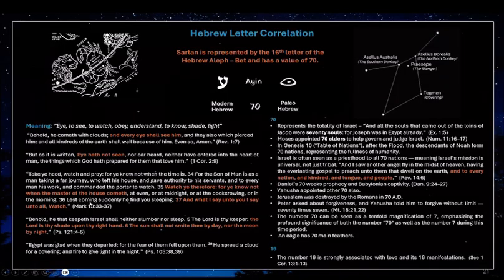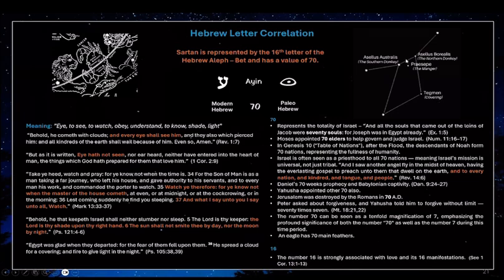Okay, now let's get into the Hebrew letter because this is all the new stuff. This is the groundbreaking, revolutionary, new discovery on how these letters relate to these different zodiac signs. So there's a lot that this letter implies here. Again, Cancer is represented by the 16th letter of the Hebrew alphabet and has a value of 70. So we're going to look at the meaning of this letter, and how the number 70 is used in Scripture, and even the number 16.